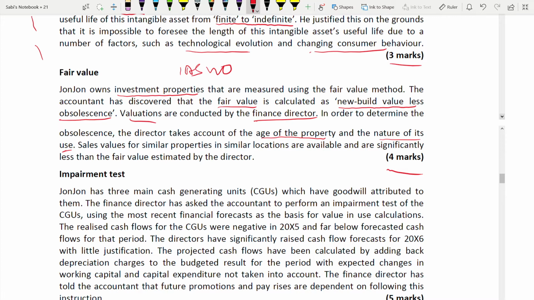Sales values for similar properties in similar locations are available. So you can see that the sales values for similar properties in similar locations are available and are significantly less than the fair value estimated by the director. So you can see there is an issue here. If a similar value is already there, why are you using a value which is predicted by the finance director? There's something illogical. It's not even going by the logic.